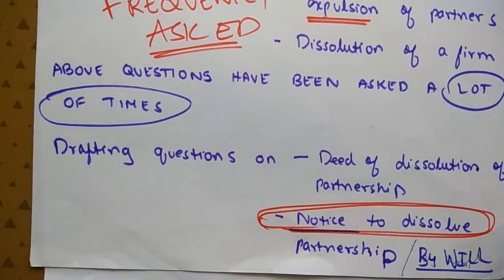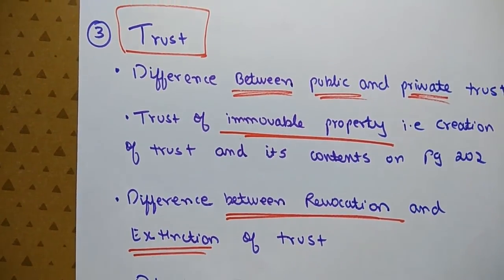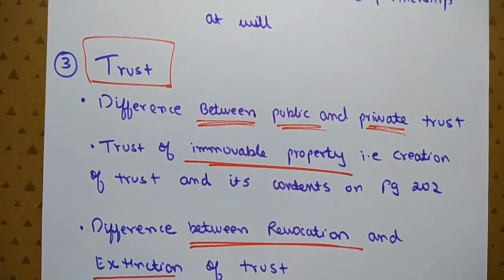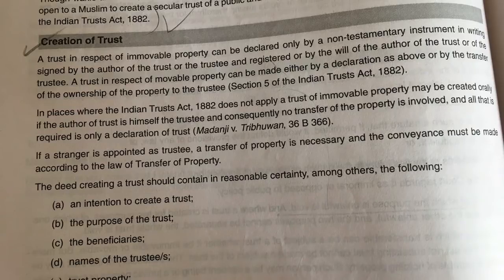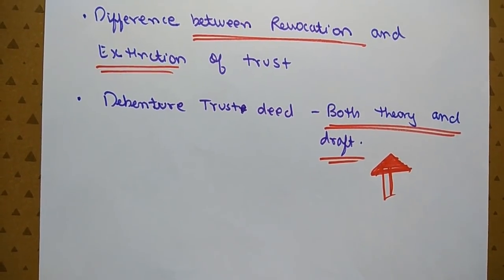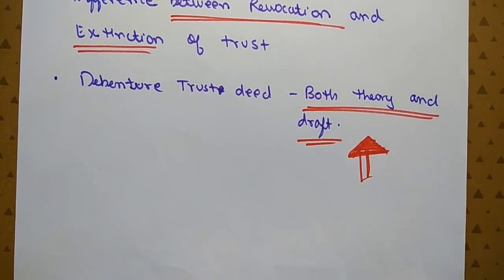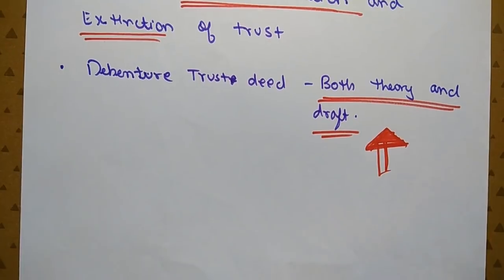Next important in this chapter is the concept of trust. Under this, what is important is differentiate between public and private trust. Second, trust of immovable property, that is creation of a trust and its contents on page 202. Third, the difference between revocation and extinction of trust. Next is debenture trust deed. Both theory as well as drafting is important here.